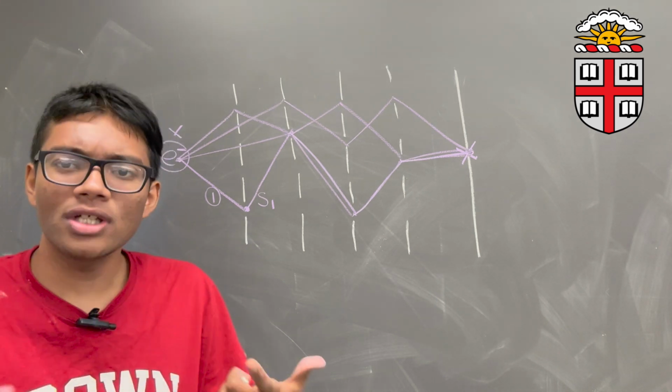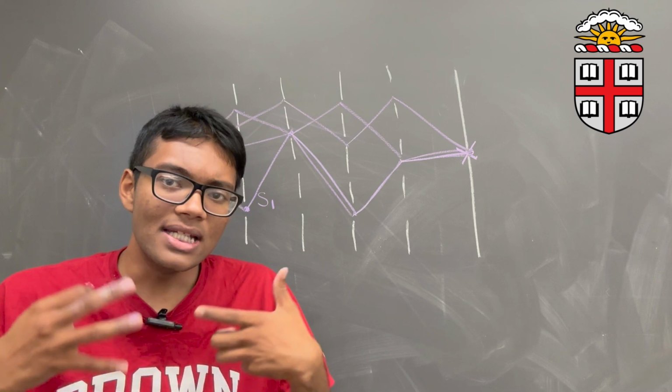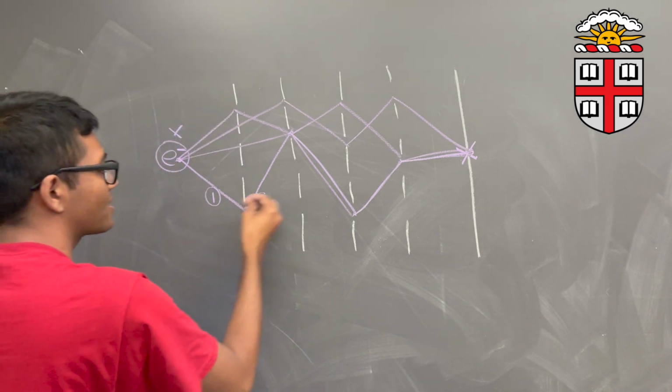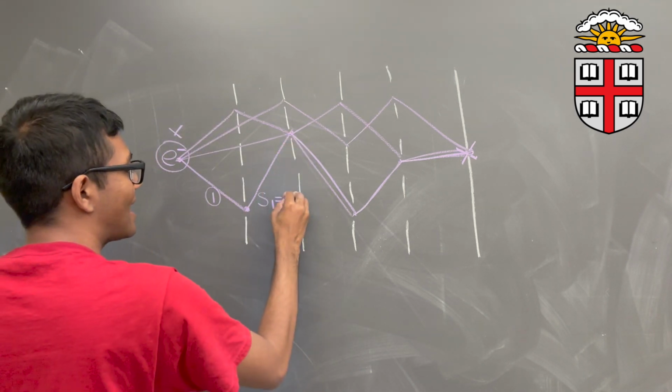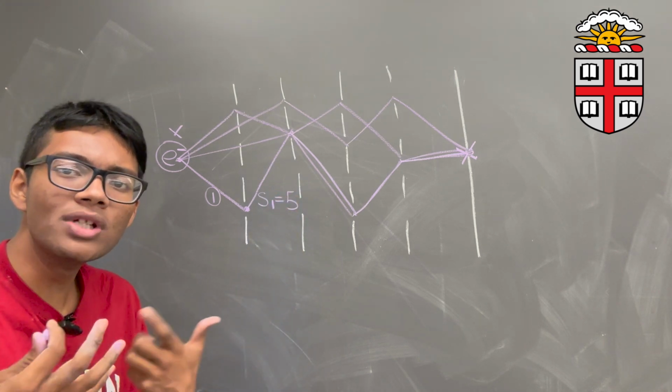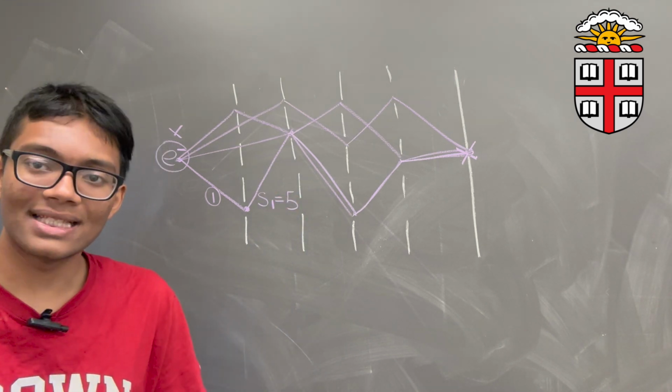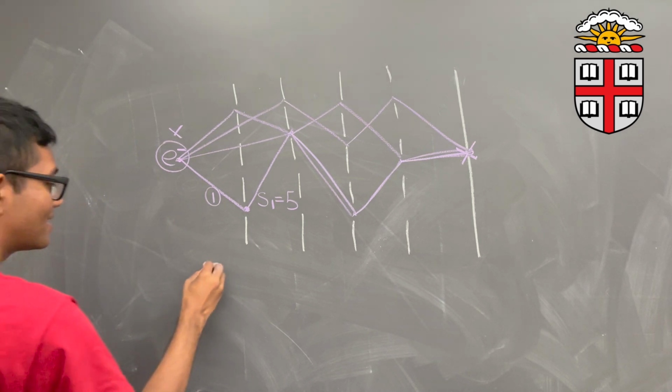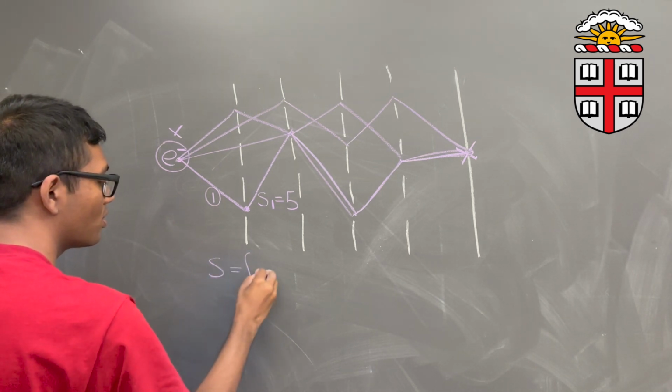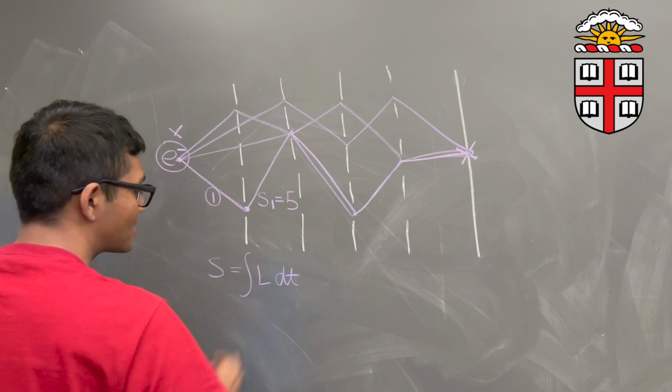What is action? Action is just a number associated with a path. So for example, maybe this path has an action of 5. What are the units of action? Well, we'll get into that later. But suffice it to say, the action is the integral of the Lagrangian times time.